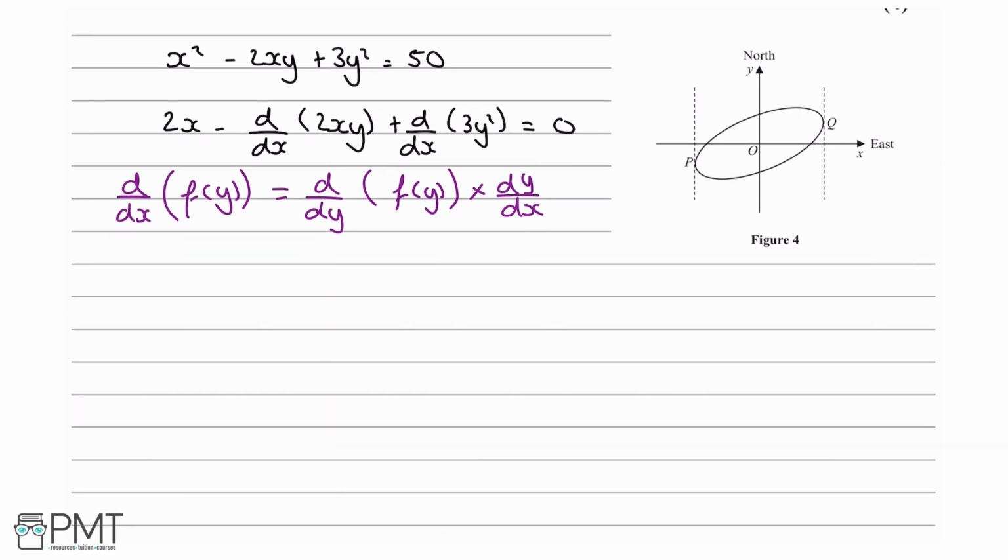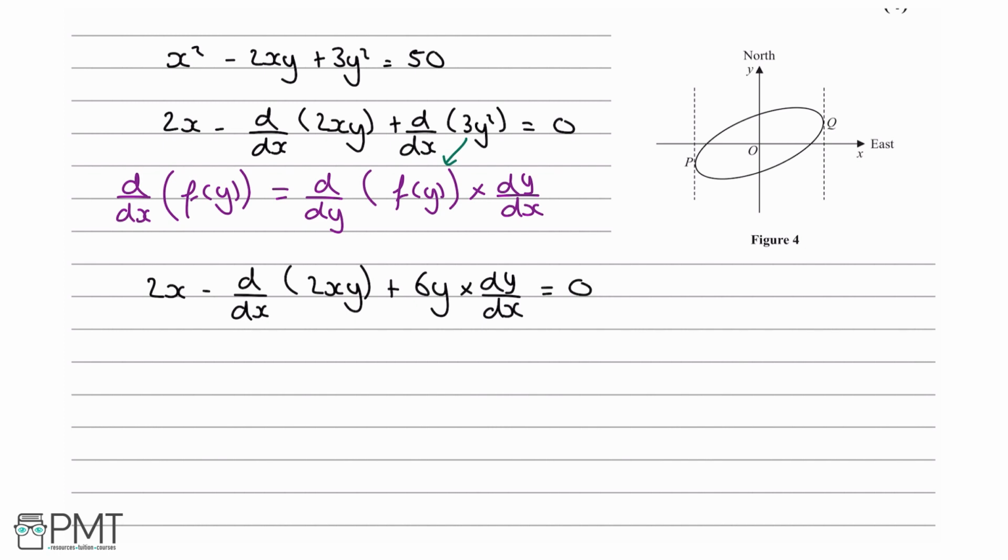So what we will end up with is 2x minus d by dx of 2xy. Remember, we're not going to do anything to this part because it's in terms of both x and y. Okay, and then we're going to add d by dy of f of y. In our case, f of y is 3y squared, so the derivative of that is going to be 6y. So we're going to do plus 6y, and then times dy by dx like this, which equals 0. Okay?